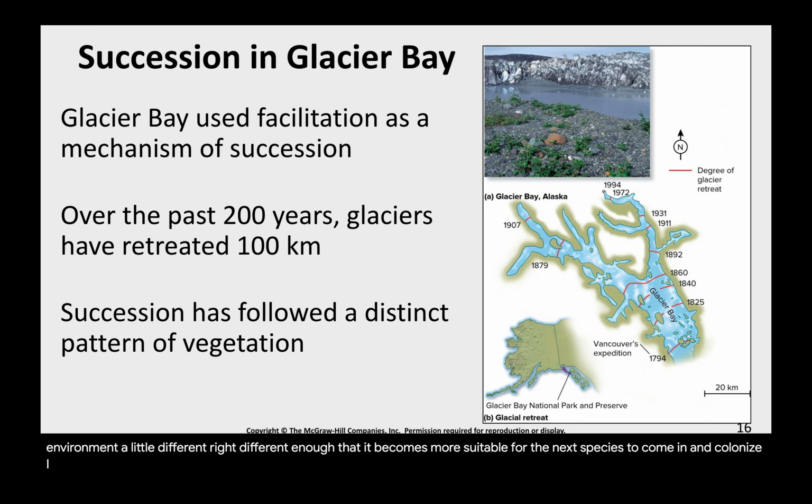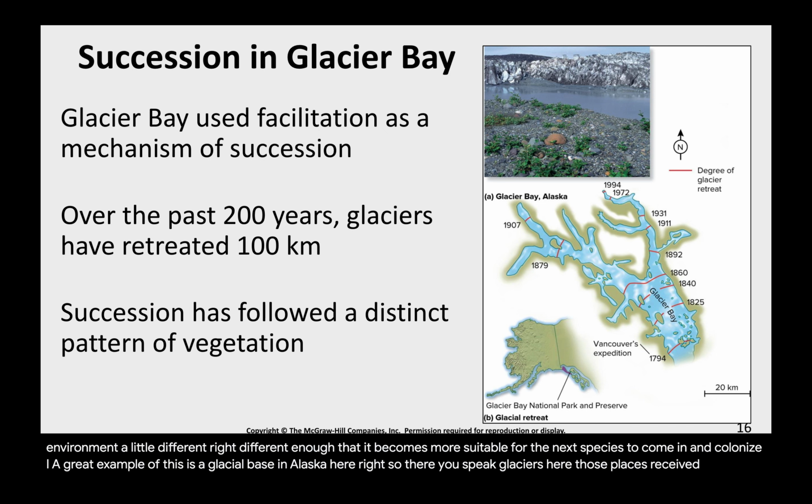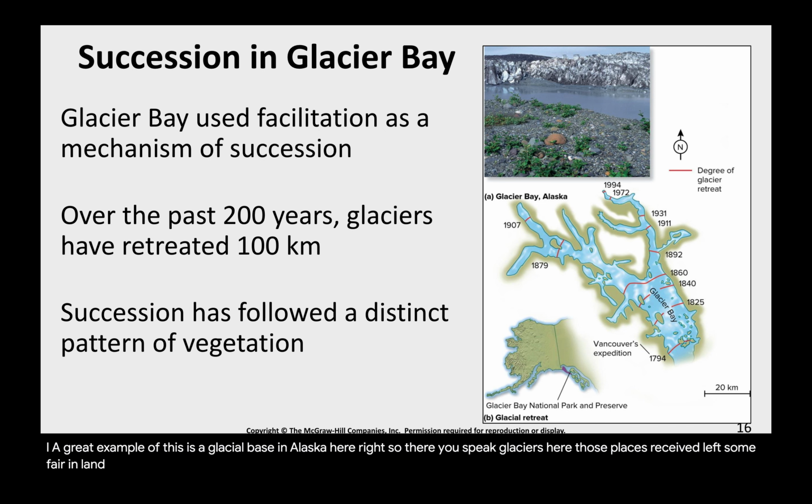A great example of this is in Glacier Bay in Alaska here. There used to be glaciers here. Those glaciers receded and left some barren land. Because the land is barren, there's not even any soil. We know this is primary succession, right? And the succession that followed had this very distinct pattern to it.